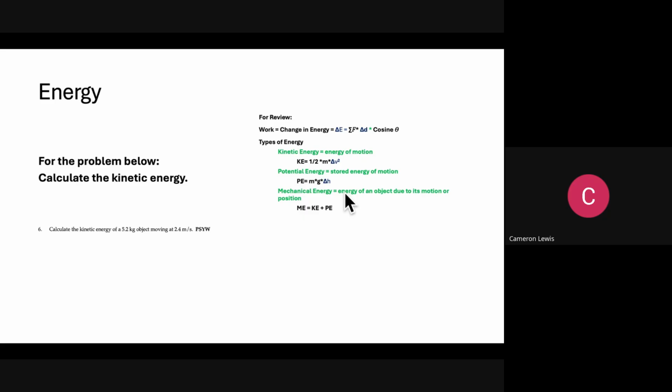So actually, I want everyone to take like 3 minutes, right? Do this problem. It's pretty quick. Come up with an answer and put it in the chat.